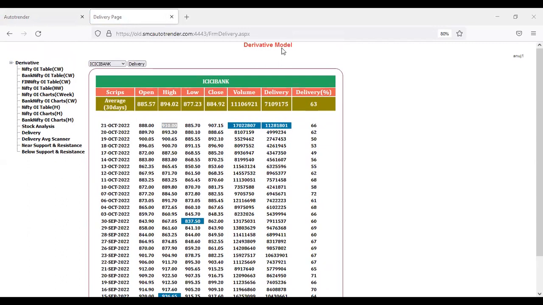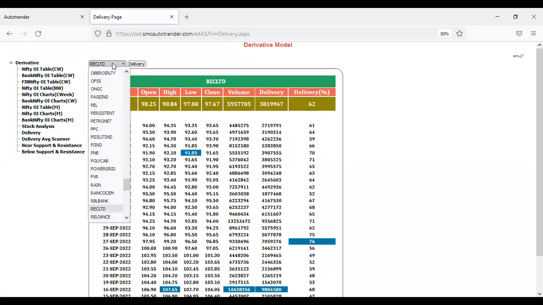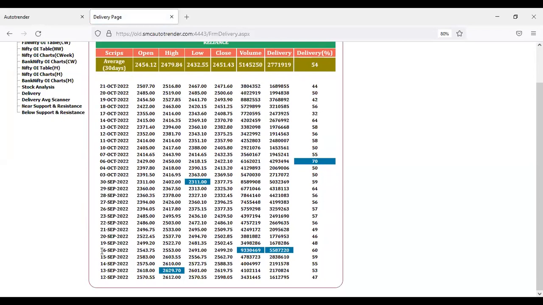Another stock which Ashish Gupta ji and others have requested is Reliance. Yesterday there was a result, okay, not REC, it is Reliance. But one thing is pretty clear, that the highest delivery was on 16th of September, with a highest delivery of 2553.